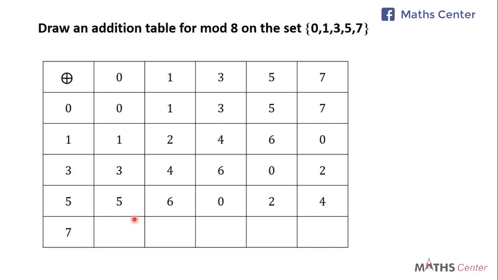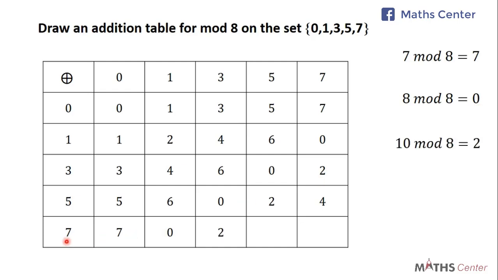Let's move on to the last row. 7 plus 0 is 7. 7 mode 8 is 7. 7 plus 1 is 8. 8 mode 8 is 0. 7 plus 3 is 10. 10 mode 8 is 2. 7 plus 5 is 12. 12 mode 8 is 4. And finally, 7 plus 7 is 14.